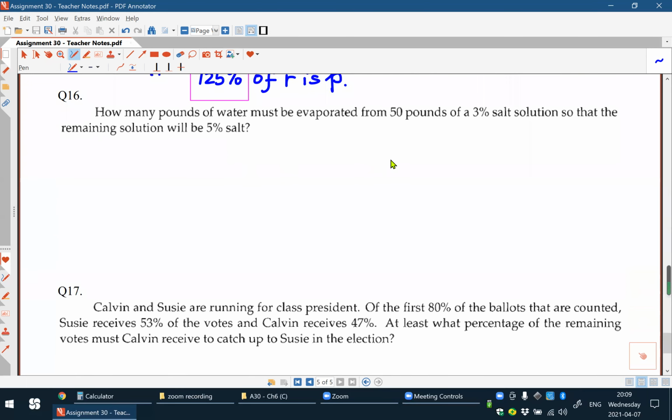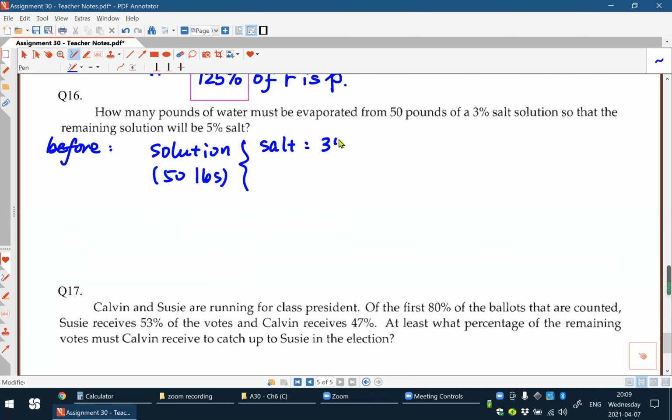No questions? Okay, let's see question 16. How many pounds of water must be evaporated from 50 pounds of 3% salt solution so that the remaining solution will be 5% salt? Okay, so this is also a before-after question. Before, we have a solution of 50 pounds, right? And the 50-pound solution consists of 3% salt. So the salt is 3% times 50 pounds, right?